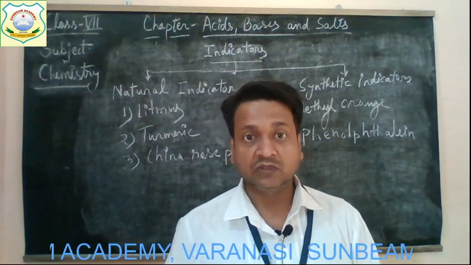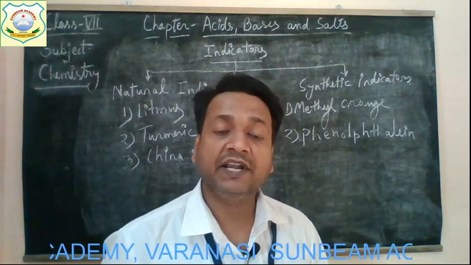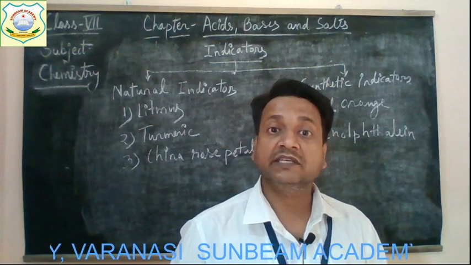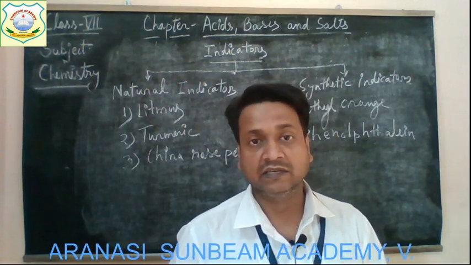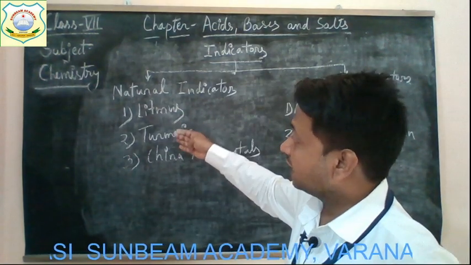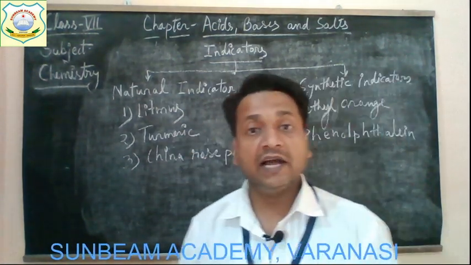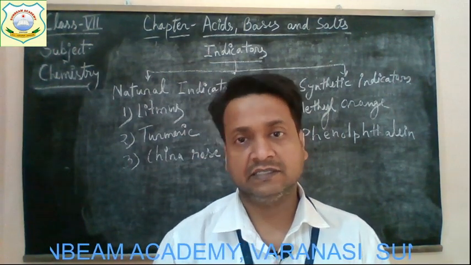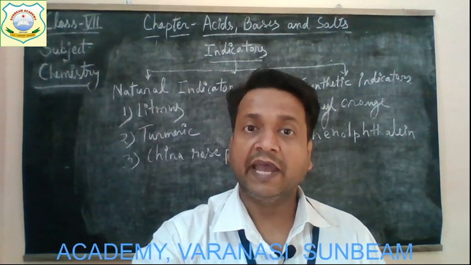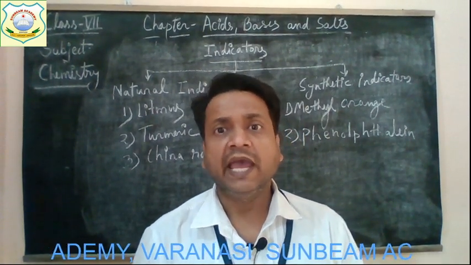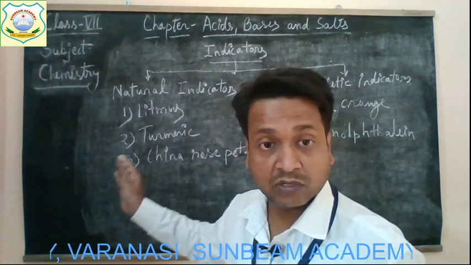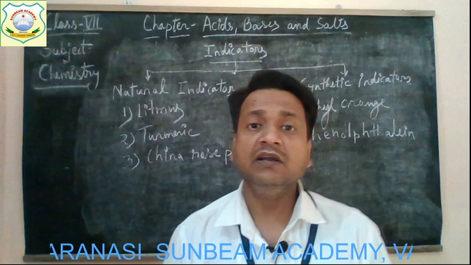Got it, children? So there is a change in color in different types of substances that indicates whether the substance is either acidic or basic. Now, children, as I have told you, turmeric and China rose petals are also natural indicators. We can prepare these indicators by ourselves at home. To prepare your own indicator using turmeric powder and China rose, you have to follow these steps.